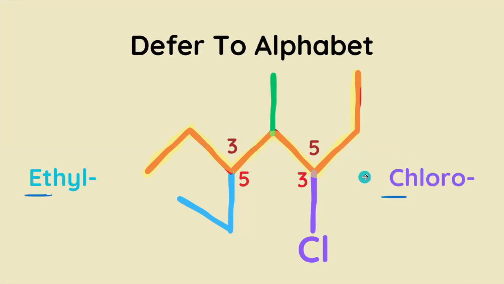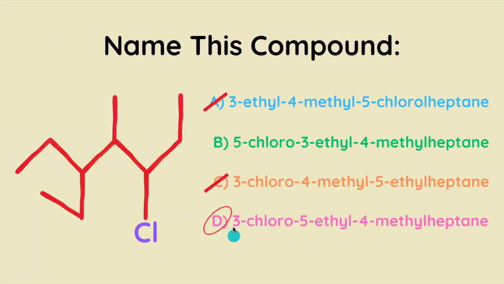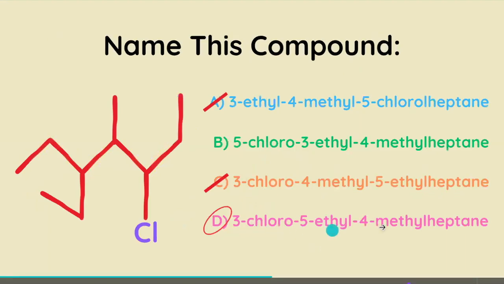In order to break this mathematical tiebreaker, we need to defer to the alphabet of our substituents. We have an ethyl and we have a chloro. Methyl is going to be a 4 either way, so we can just ignore that. And as we discussed earlier, C comes before E in the alphabet, so we're going to give chloro the lower of the 2 numbers. So chloro gets the 3, methyl gets the 4, ethyl gets the 5. That means that our correct answer is 3-chloro-5-ethyl-4-methylheptane.